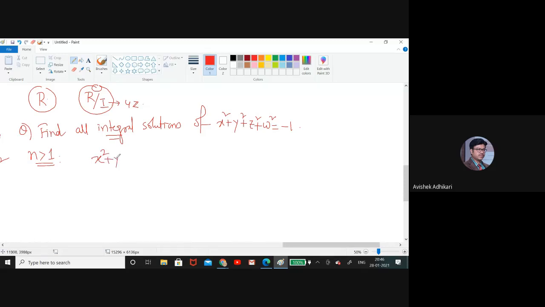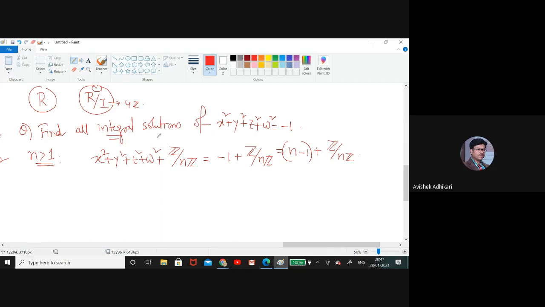x square plus y square plus z square plus w square plus nZ equal to -1 plus nZ. I'm writing it: -1 plus nZ. Now you can very well write it as n minus 1 plus nZ. They are the same, because if you take the difference, that will be the zero element.